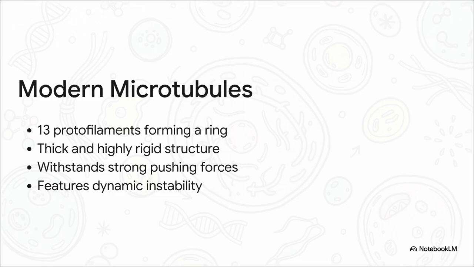But here's the big question. How did a structure as thick and complex as this 13-filament ring just suddenly appear in the evolutionary timeline?